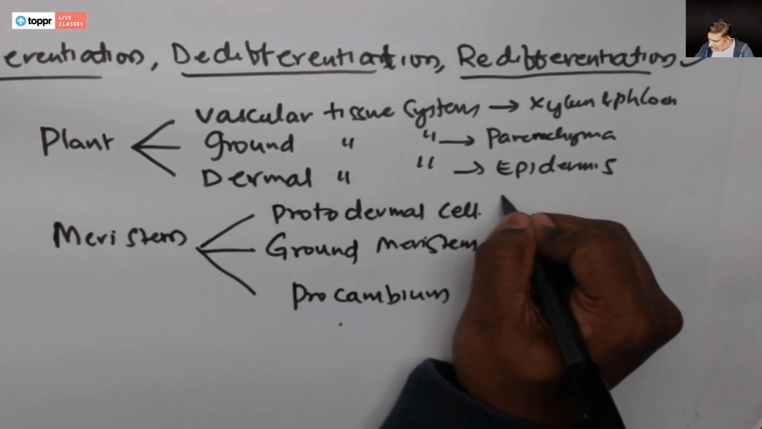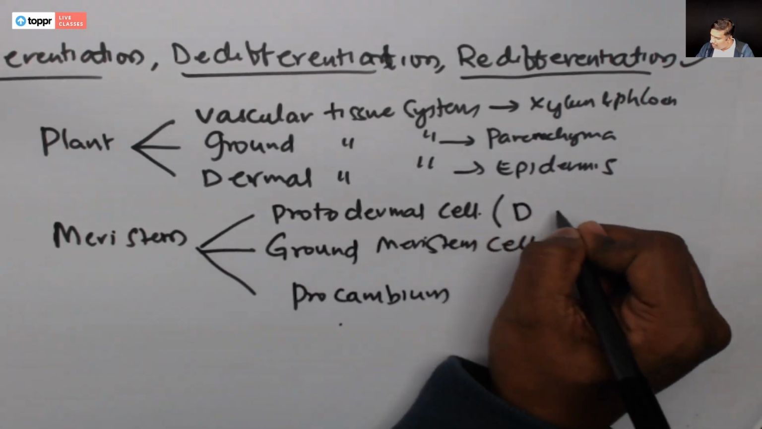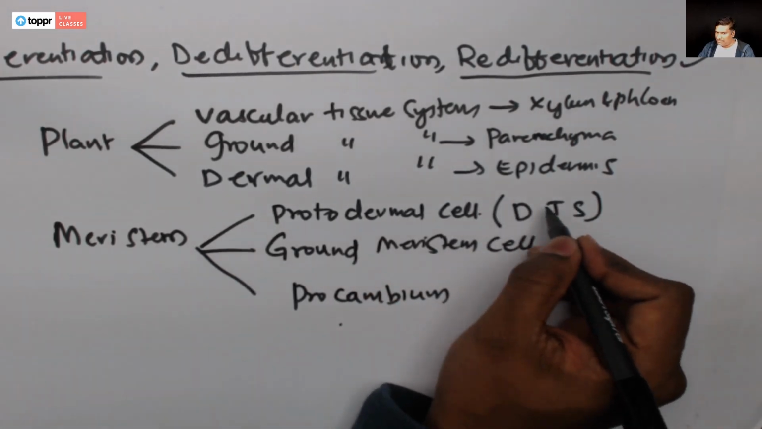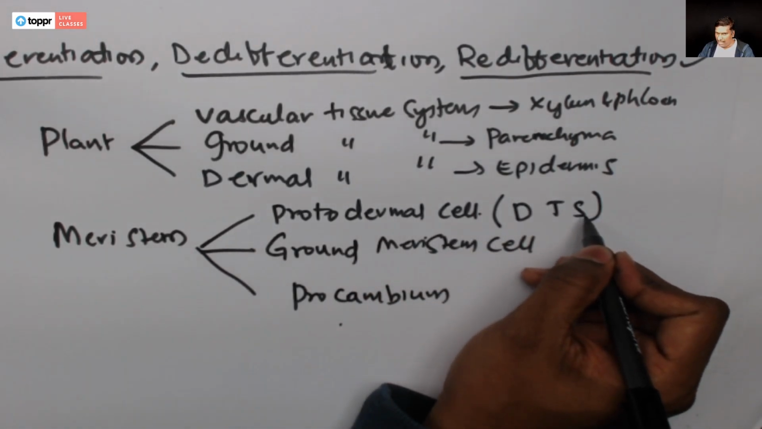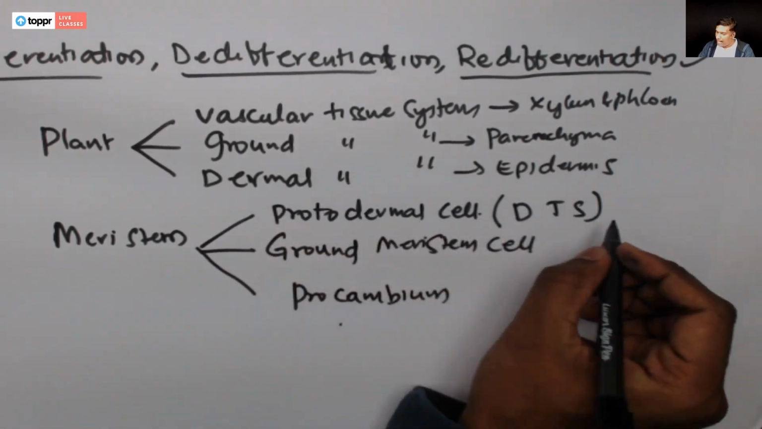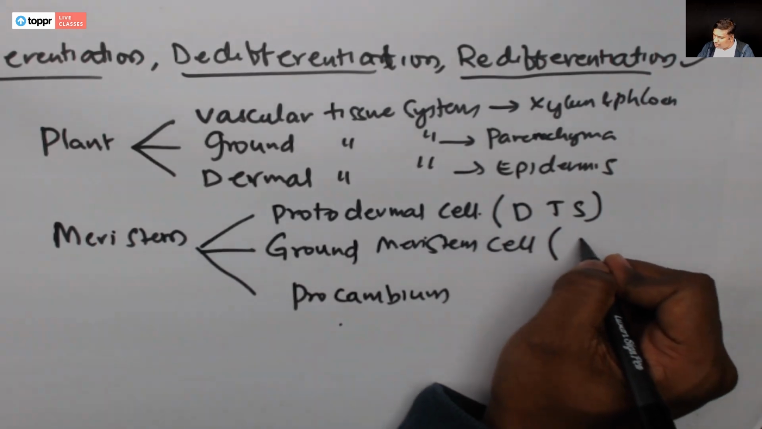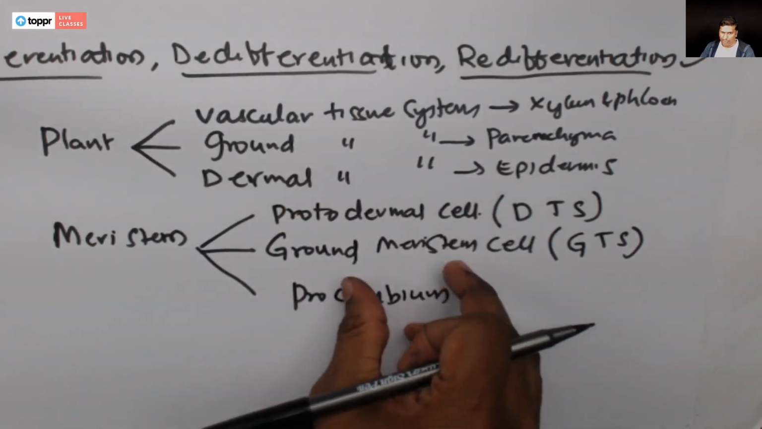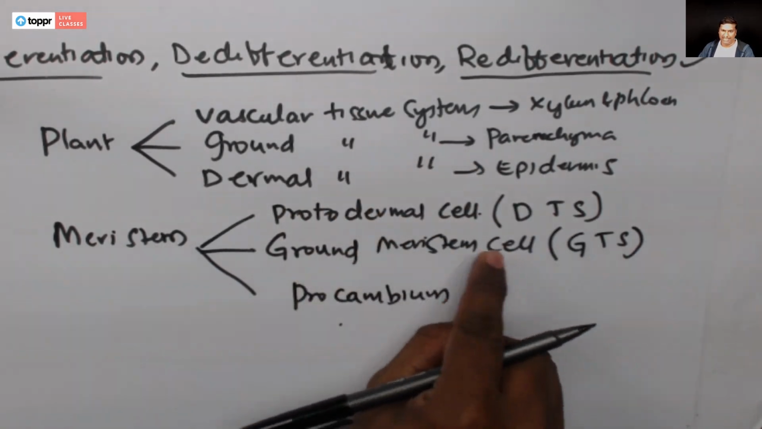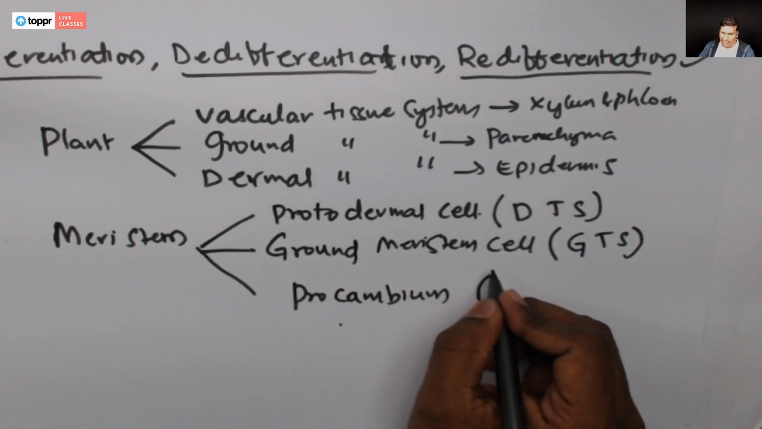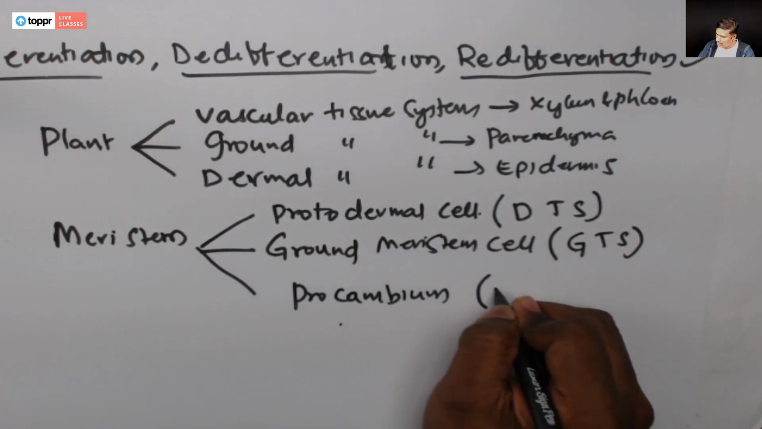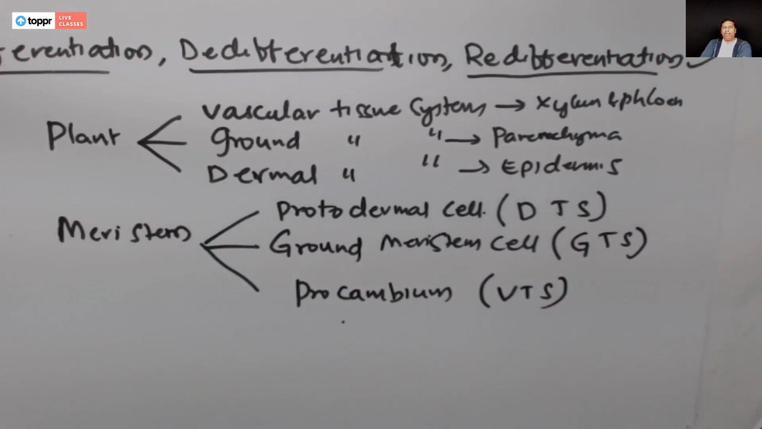The protodermal cell is responsible for your dermal tissue system. All the cells in the dermal tissue system are coming from the protodermal cell. The ground meristem cell gives rise to your ground tissue system. All the cells in the ground tissue system come from the ground meristem cell. All the cells in the vascular bundles, that is your xylem and phloem, come from the procambium, which is responsible for the vascular tissue system.